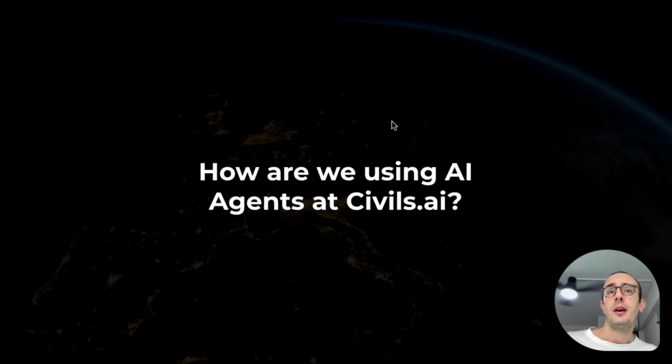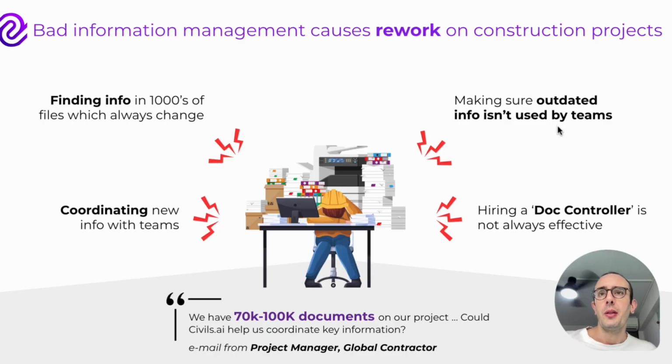So that's the third idea. Now, how are we using AI agents at Civils AI? The problem that we are trying to solve with the AI agents is the big issue of rework on construction projects. On many projects you have thousands of documents being worked on by architects, structural engineers, mechanical engineers, contractors. Everyone's constantly making changes.